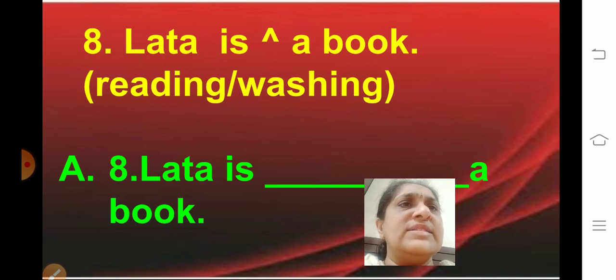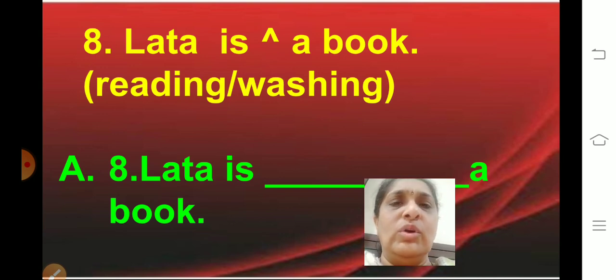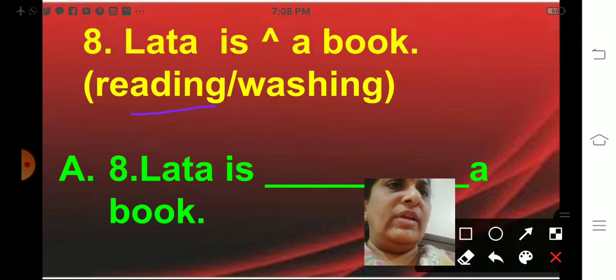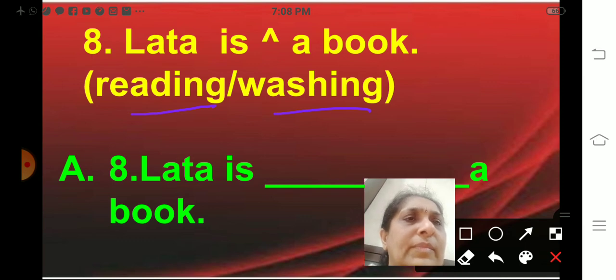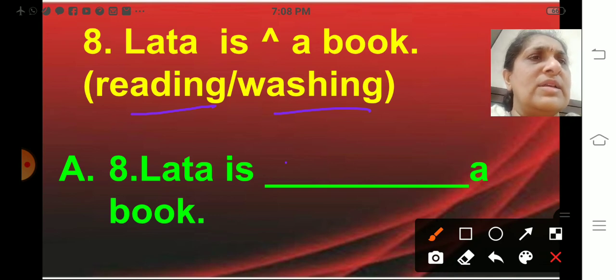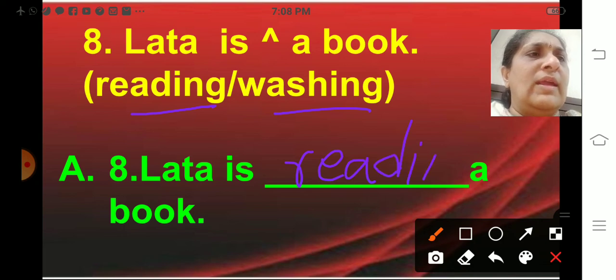Lata is dash a book. What will you write? Reading or watching? Which verb? Yes, Lata is reading. Correct. Lata is reading a book.